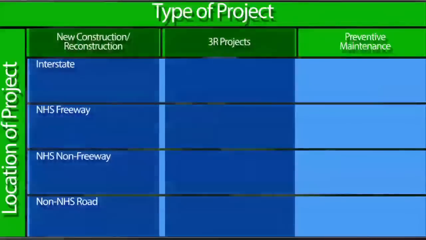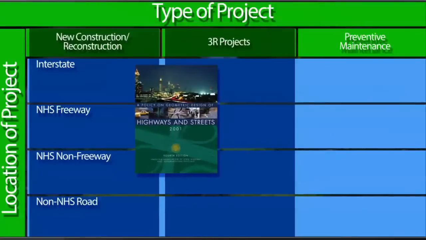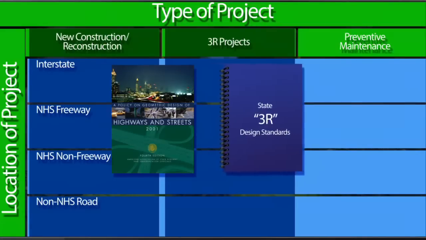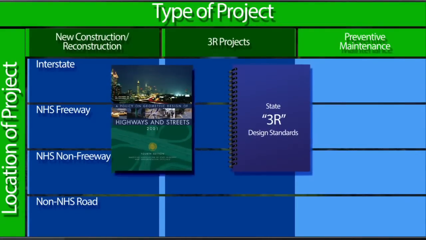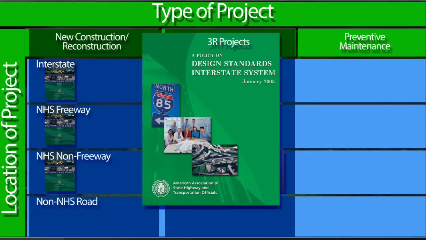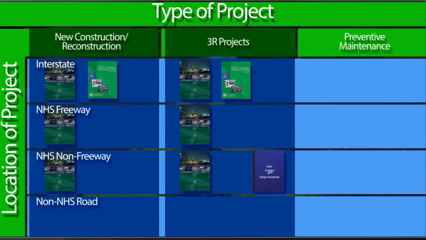All new construction and reconstruction projects on the NHS, as well as any 3R projects on an NHS freeway, must be designed to meet the FHWA-adopted edition of the AASHTO Green Book. FHWA has also approved the use of state design manuals in lieu of the AASHTO Green Book in some states. AASHTO's A Policy on Design Standards, Interstate System are the design requirements for all new construction, reconstruction, or 3R-type projects on the interstate highway system.